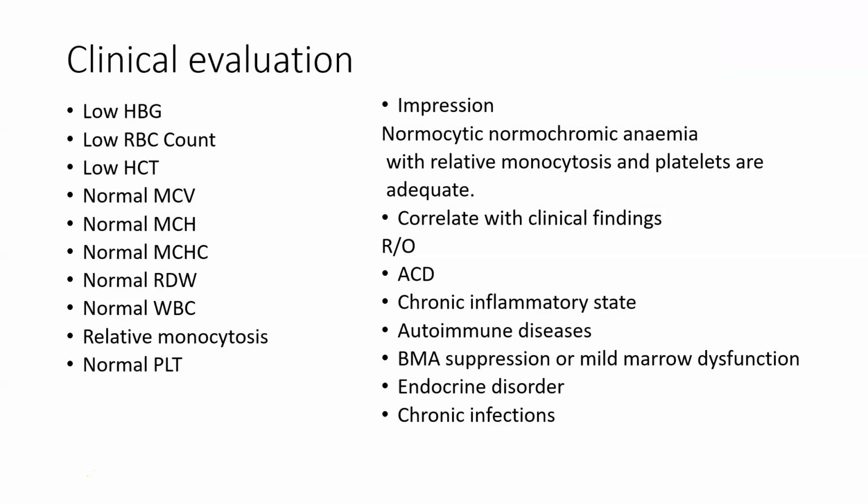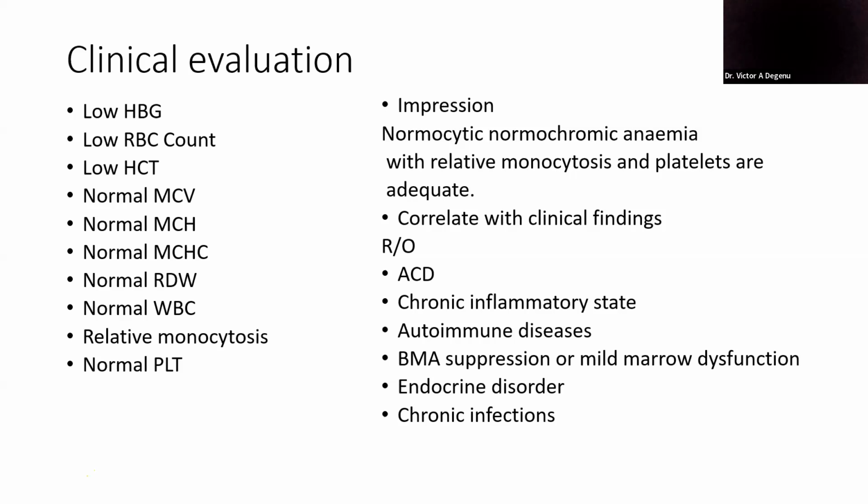As it is now, the normocytic normochromic anemia suggests anemia which can be due to anemia of chronic disease, acute blood loss, early iron deficiency, early hemolysis, or bone marrow suppression.